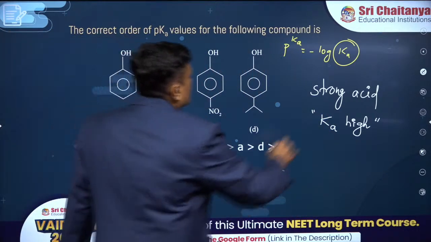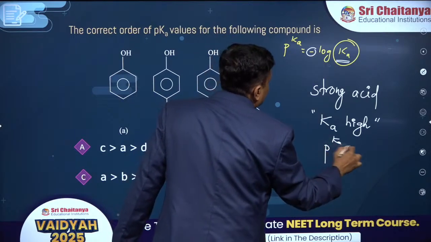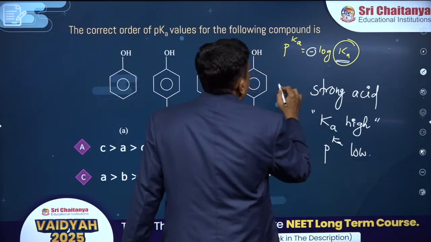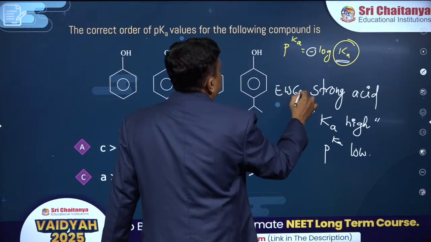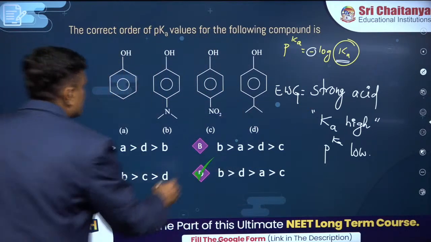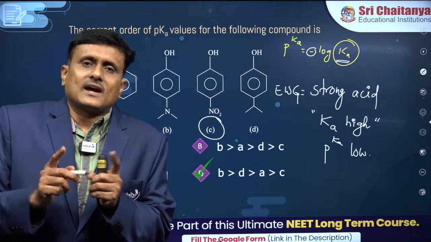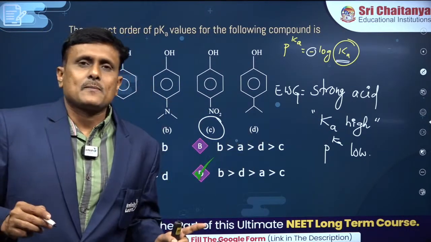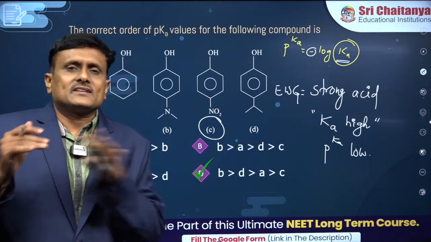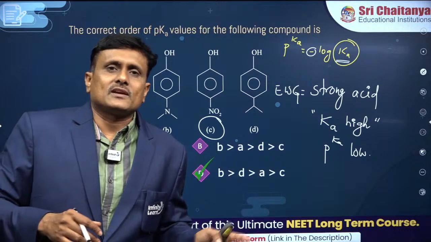If K is high, because there is a negative sign, pKa will be low. And you should know that an electron withdrawing group will make a compound a stronger acid. So you must identify one compound first, either highest or lowest. Do that first. Don't try to figure out the entire order. Before that, check highest or lowest. Probably you will get half of your answer there.